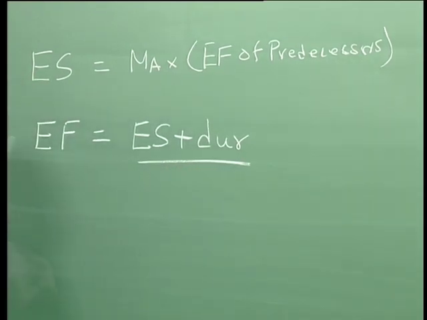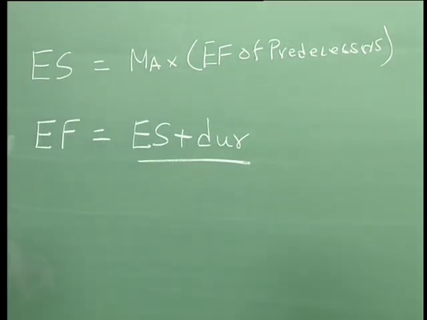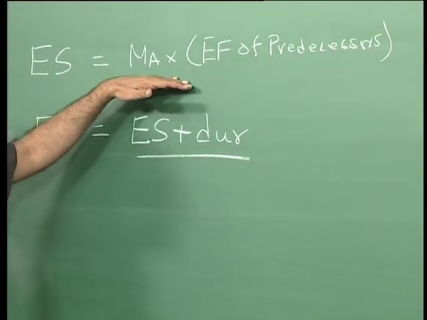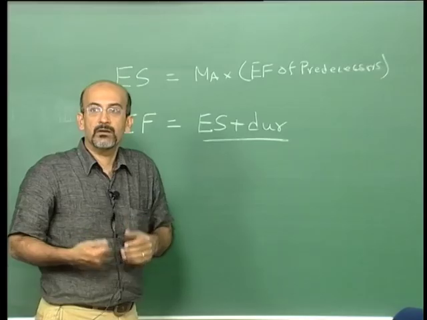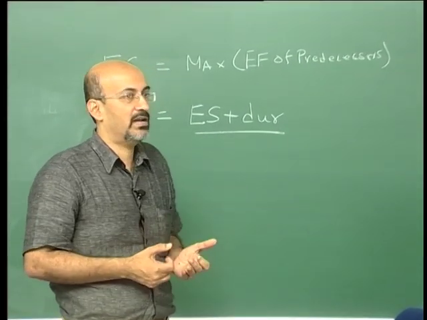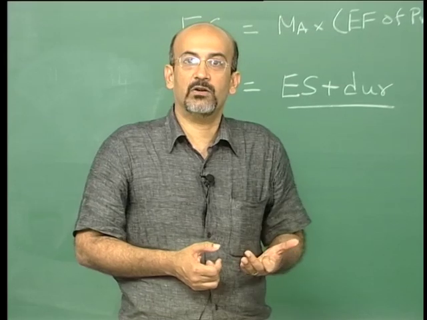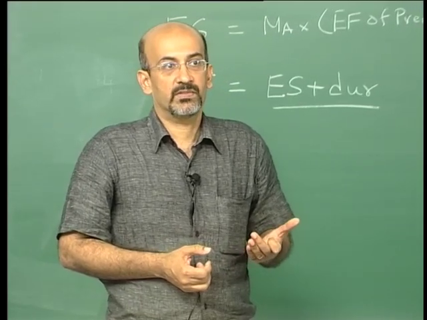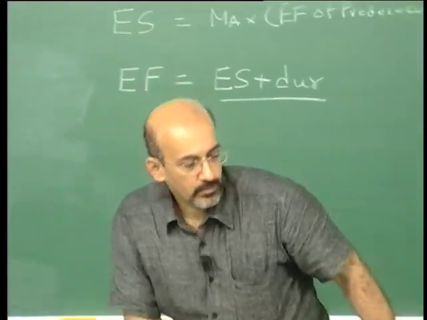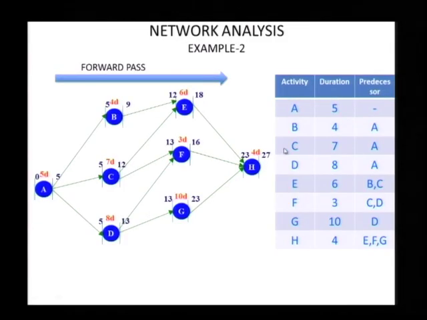Okay, so this is the logic you are applying to calculate this, and the only place the logic gets tricky is when you have to find out what is my maximum of predecessors, and when you get a complicated network, have I actually calculated all my predecessor parameters. Okay, now we move on to the backward pass.